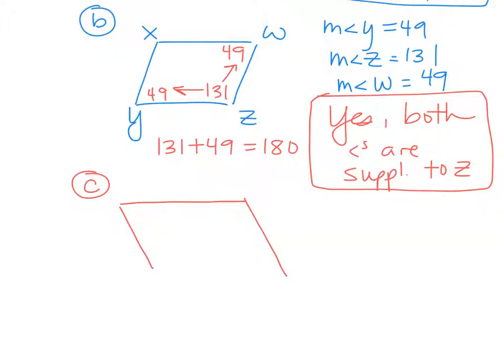A little fancier here. If this is 50, and this is 130, and this is 5 and 5, does that have to be a parallelogram? No. It's not. Why? We don't know. We don't know if it is. Yeah. No, we do. Why? But impress me, Thomas.